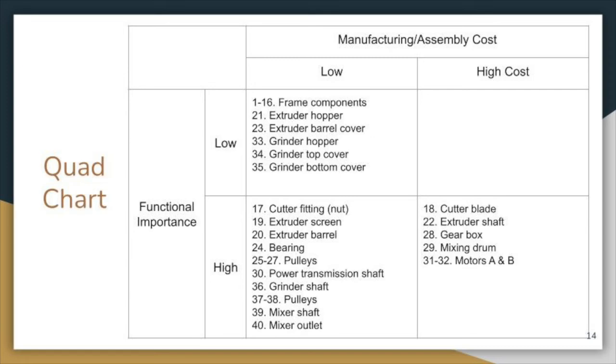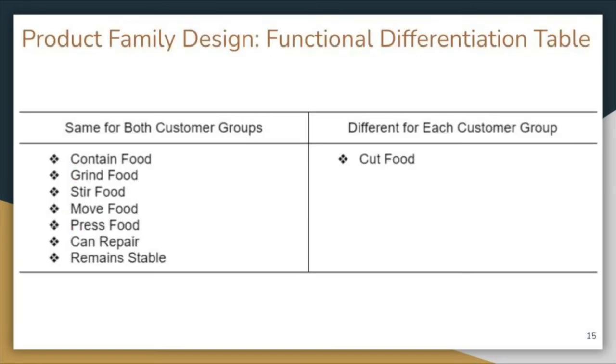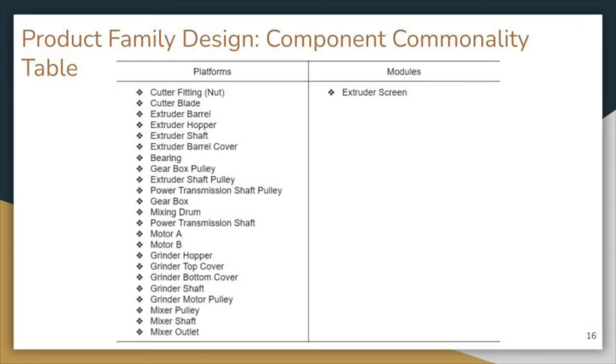Moving on, we have our quad chart where we looked at each component and placed it in one of these 4 categories after analyzing their total cost and their functional importance. And as you can see from our functional differential table, on the left-hand side, we have the functions that are the same for both consumer groups. And on the right-hand side, we have cut food, which is the only difference of the functions for different variations of the customer groups. You can see that all of the parts on the platform side are the parts that are shared between the two commonalities of all of the functional groups.